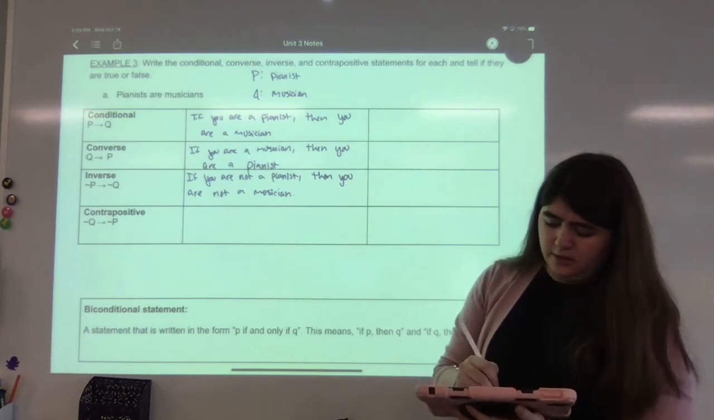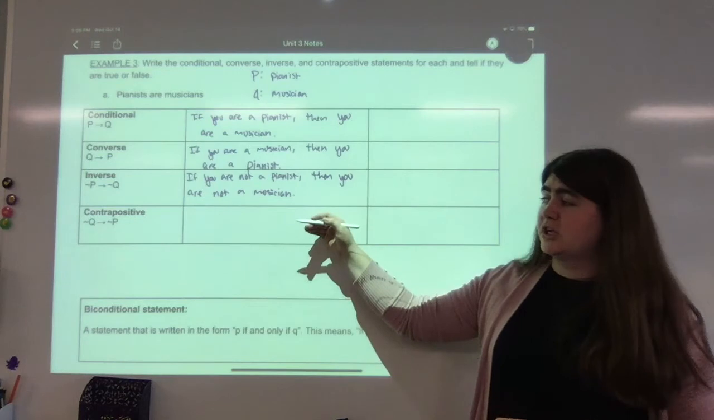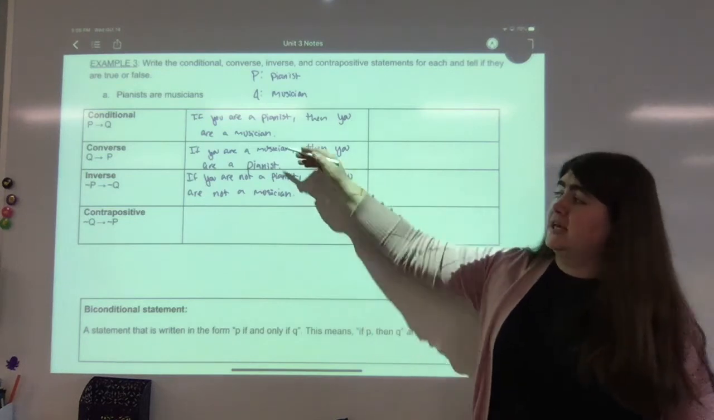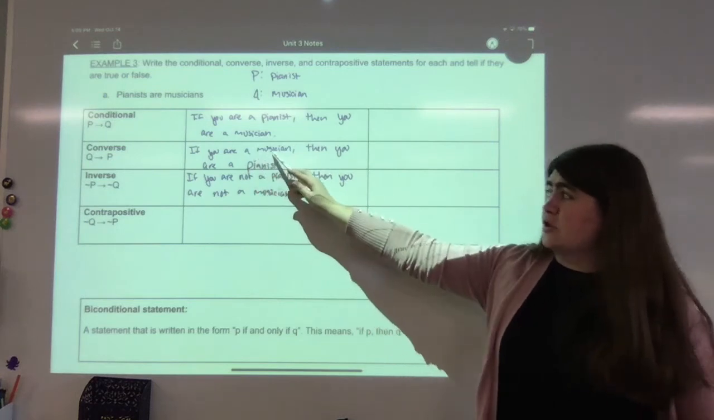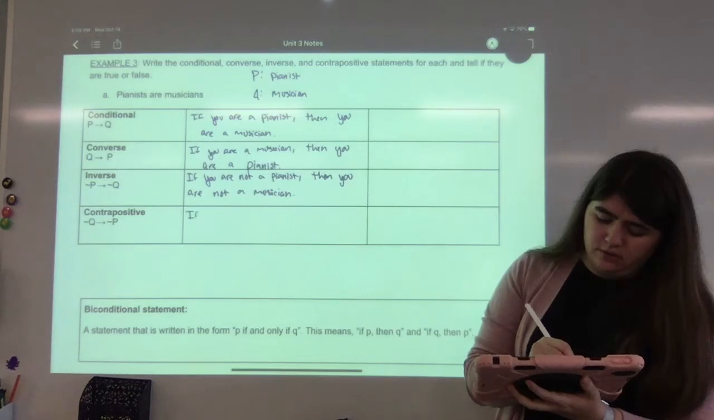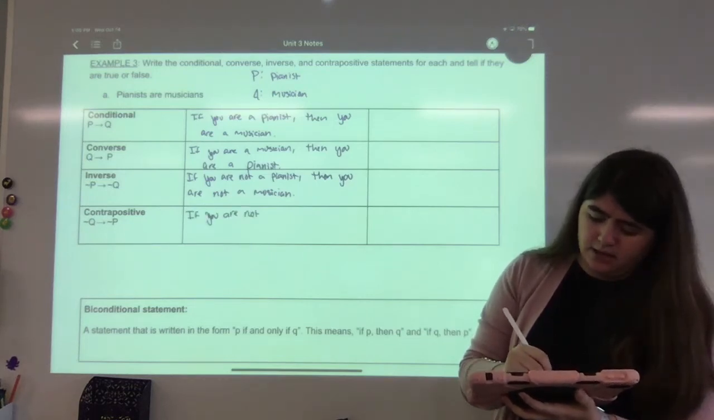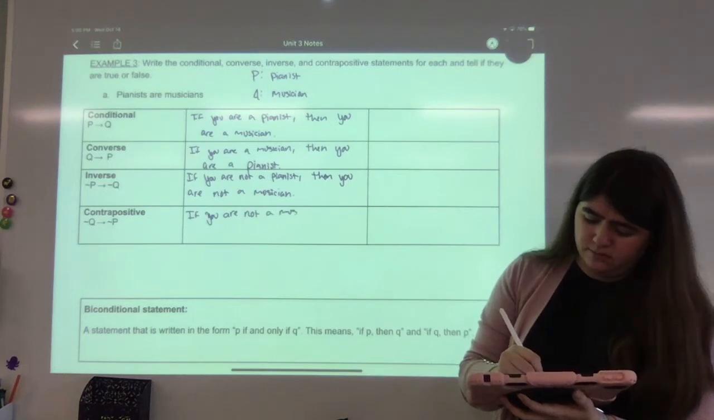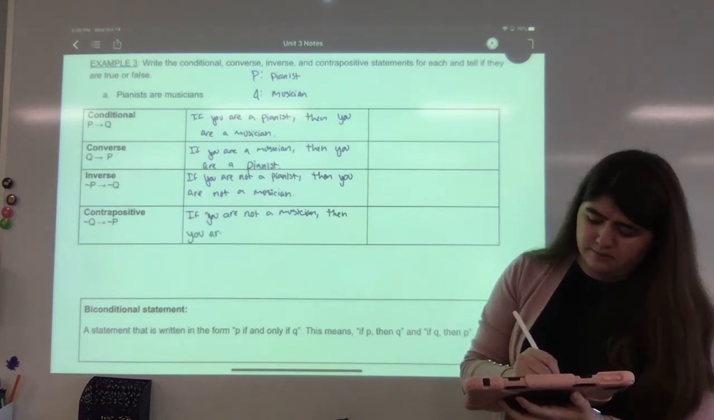All right. Next we have our contrapositive, which says if not Q, then not P. So we're going to take our converse and we're going to negate it. So if you are not a musician, then you are not a pianist.